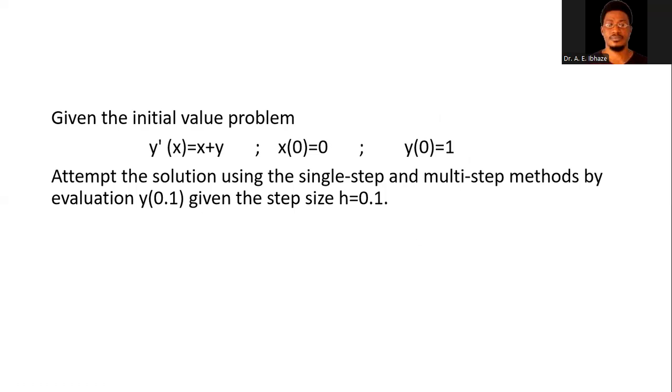In this question, we have been given an initial value problem with the derivative function being the same as x plus y, and the initial conditions x of naught being the same as 0 and y of naught being the same as 1. And here we have been asked to evaluate the next update at y of 0.1 given the step size of 0.1 using the single step and the multi-step methods.